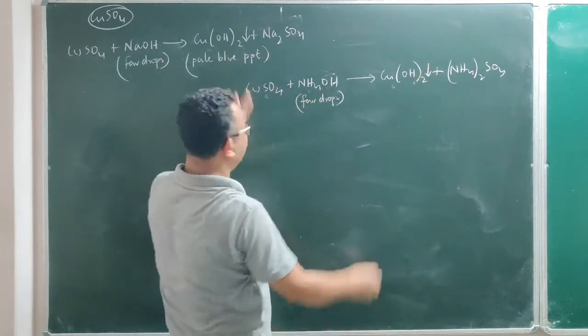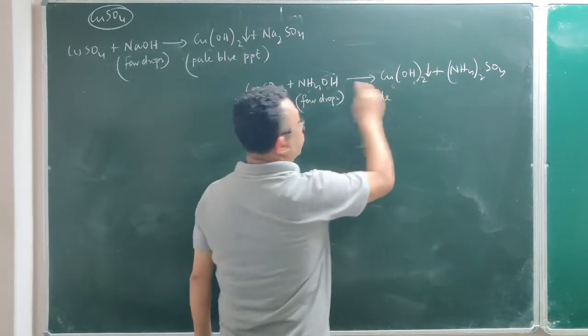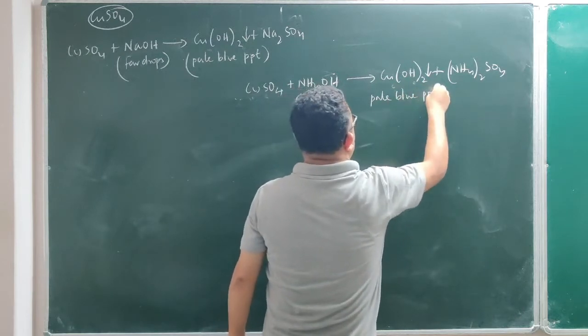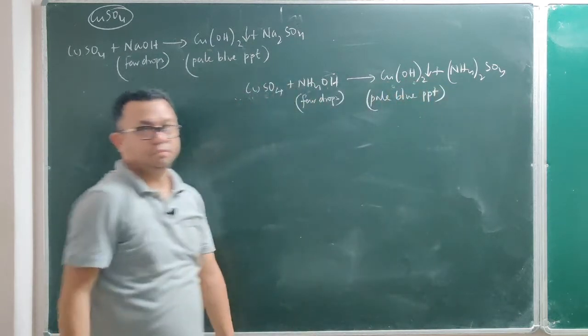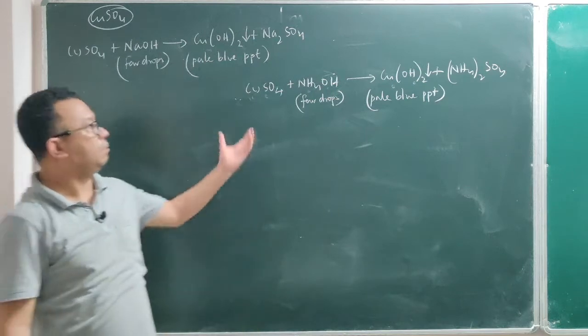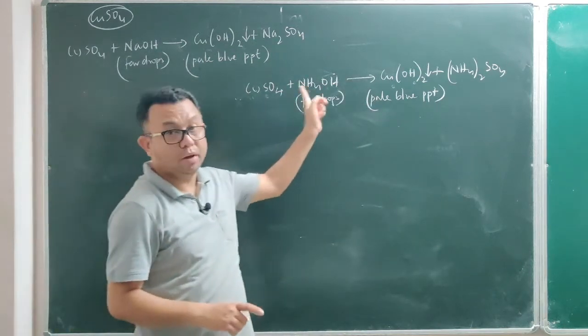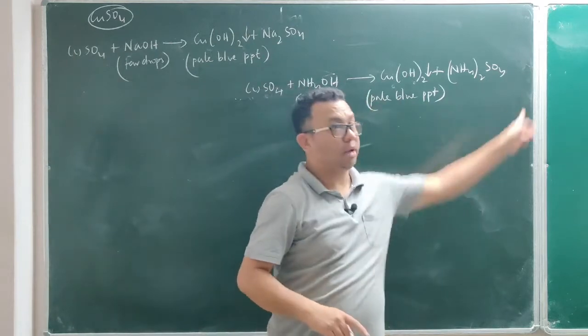And since the compound is the same, that is why in both cases it was a pale blue precipitate. So a pale blue precipitate is this copper hydroxide. So if they ask what will happen, few drops, pale blue precipitate. Then in ammonium hydroxide, if you see copper, you will see a tick mark.